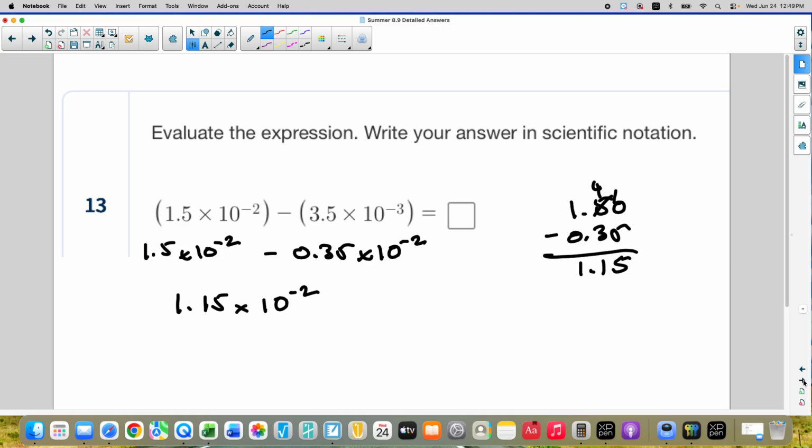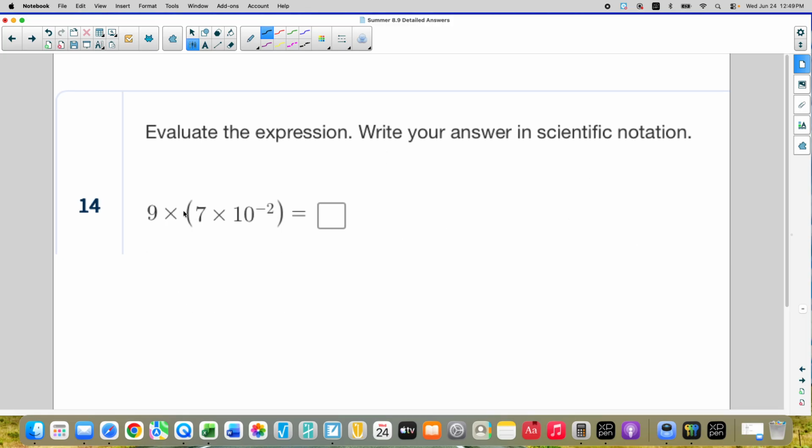Yep, that's correct. Evaluate the expression. So we can do this. This is all just multiplication. 9 times 7 is 63 times 10 to the -2. This is not in scientific notation, so I have to take this decimal point and make it one place to the left. So that becomes 6.3 times 10 to the -1, because I made something bigger or smaller. So as I decrease this, I have to increase that. That is increasing. -2 to -1 is increasing in size. So we get the answer 6.3 times 10 to the negative 1. That's good.